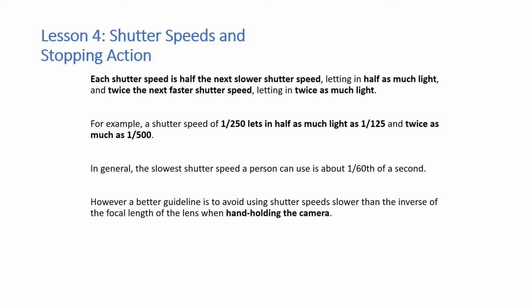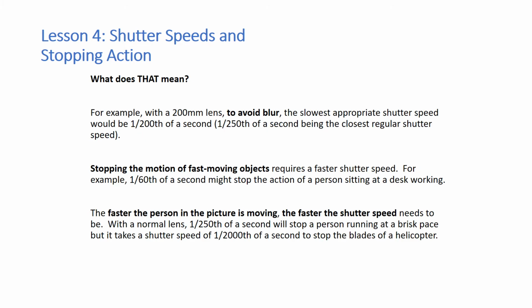So, some rules in general: the slowest shutter speed a person can use is about 1/60th of a second. However, a better guideline is to avoid using shutter speeds slower than the inverse of the focal length of the lens when hand holding the camera. Okay, so that's information right there. But what does that all mean? For example, with a 200mm lens, to avoid blur, the slowest appropriate shutter speed would be 1/200th of a second. That's 1/250th of a second being the closest to regular shutter speed.